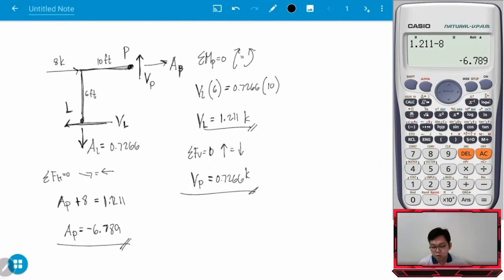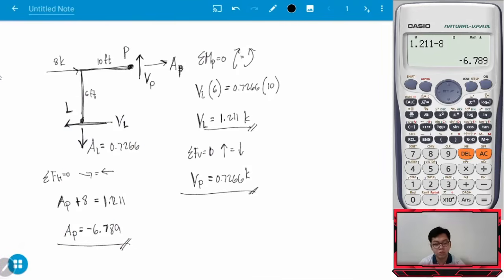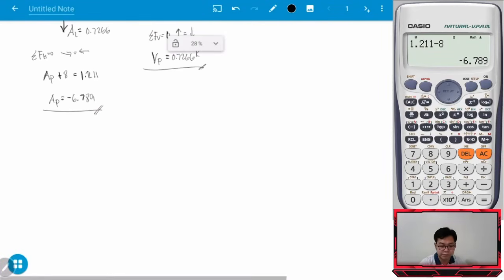Now, once okay na tayo dyan, pwede na tayong bumaba. Pwede na tayong mag-consider nito. So let's try to consider that section.